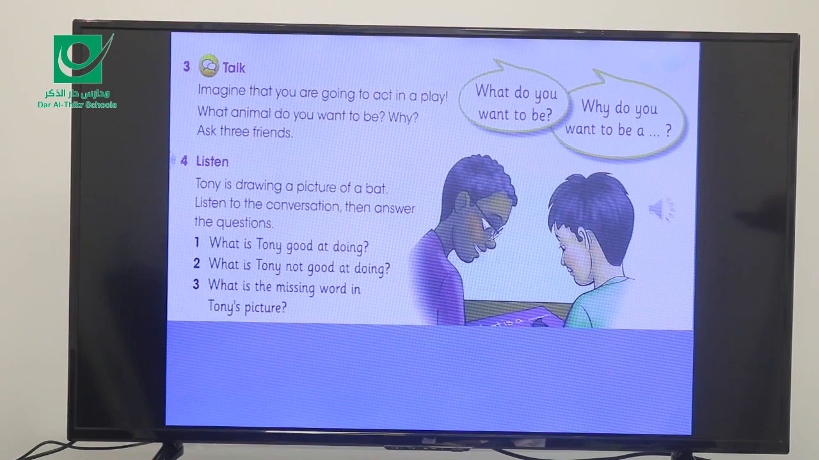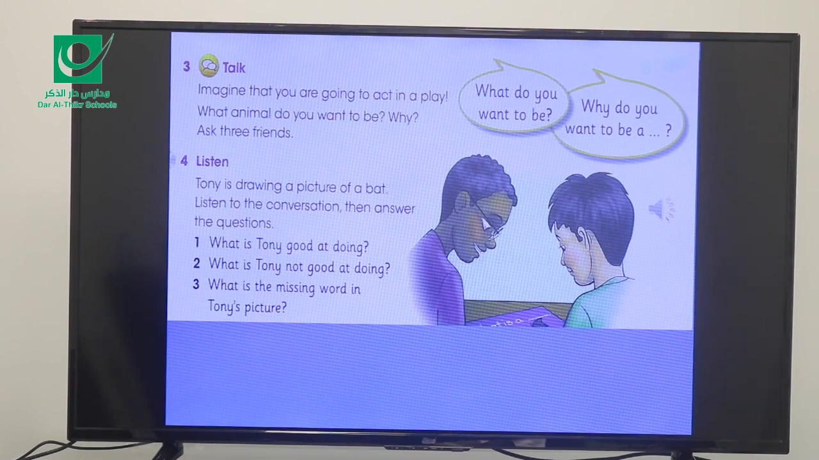After that, listening, exercise number 4. Tony is drawing a picture of a bat. Listen to the conversation, then answer the 3 questions. Again, my dear students, listen carefully. Okay? And try to write the answers for the 3 questions. Track 7.